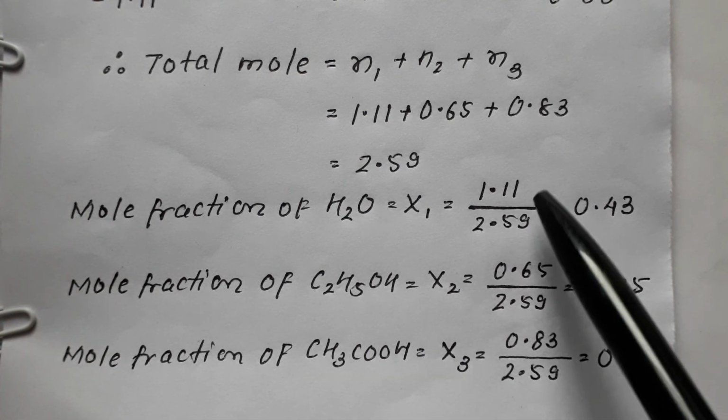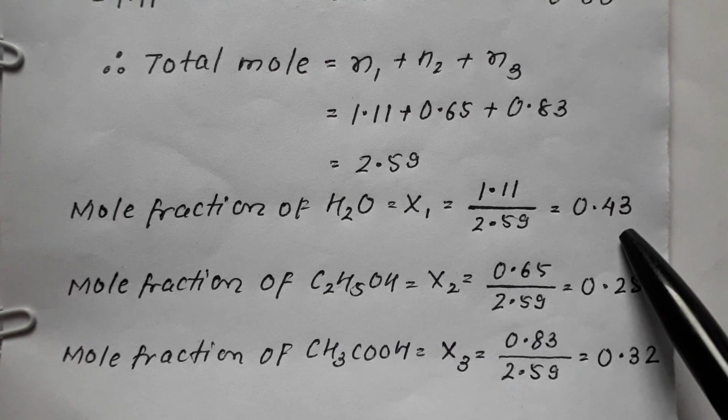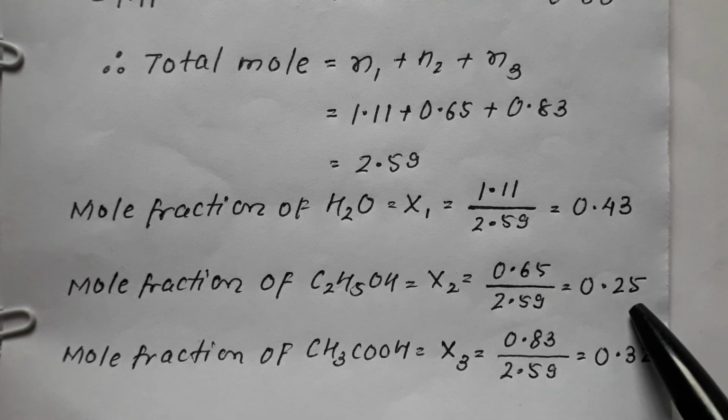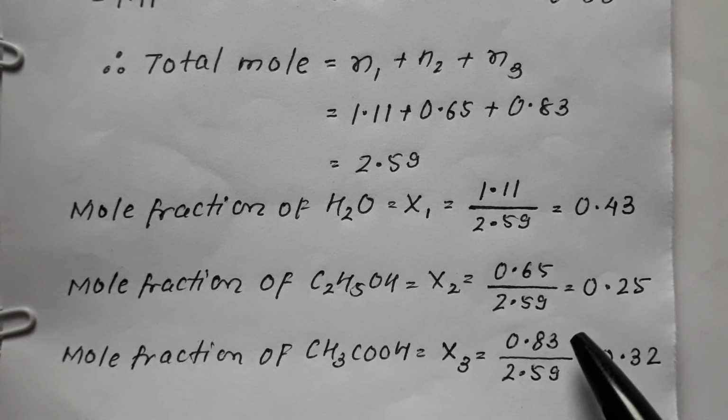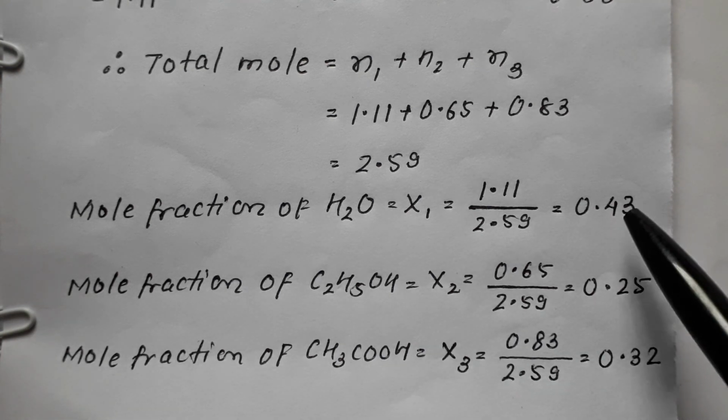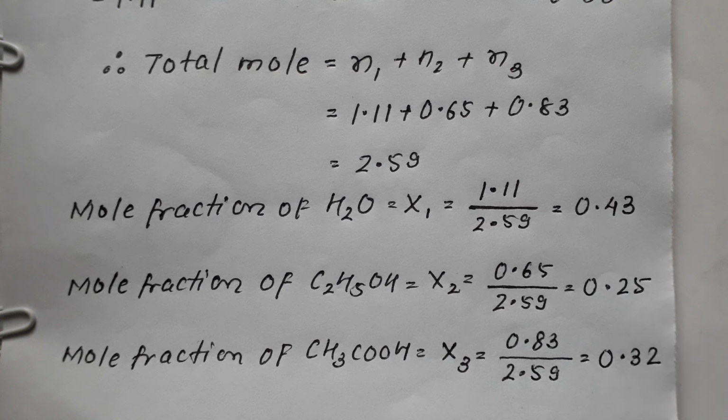The mole of water upon total mole is mole fraction of water, which is 0.43. Mole of ethanol upon total mole is mole fraction of ethanol, which is 0.25. Mole of acetic acid upon total mole is 0.32, which is the mole fraction of acetic acid. These are the mole fraction of water, mole fraction of ethanol, and mole fraction of acetic acid.